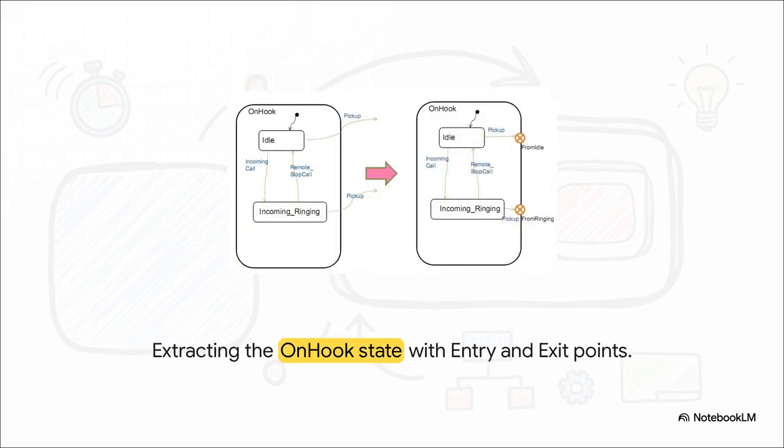Let's look at a telephone system to see how this creates amazing modularity. If you have an on-hook state with transition arrows flying out randomly, it's just spaghetti. But if we turn on-hook into its own standalone submachine, we can route all those exits through standardized exit pseudostates. Now the phone neatly exits the entire submachine through a named portal.